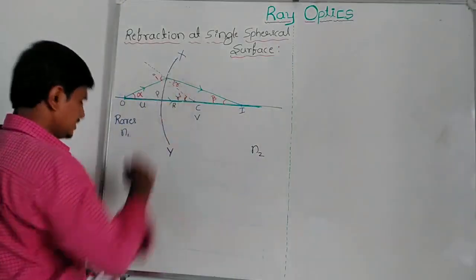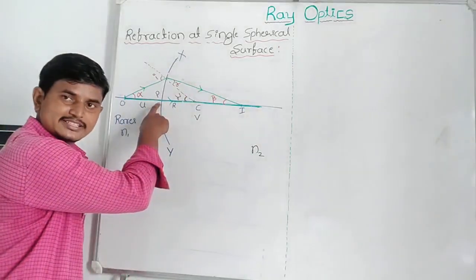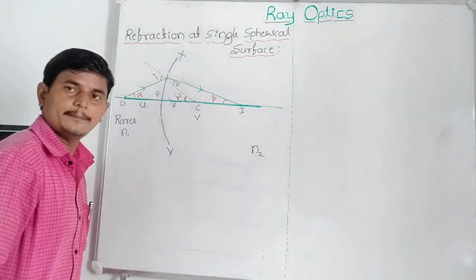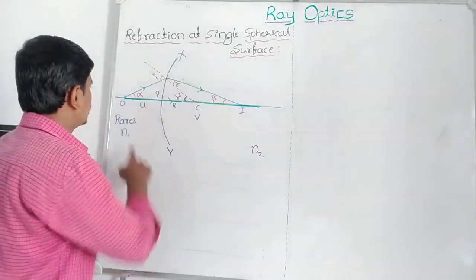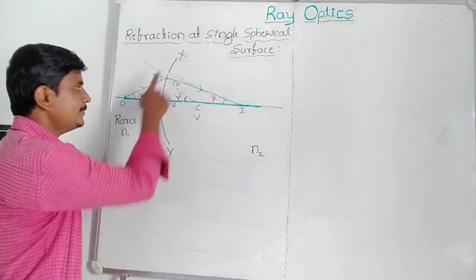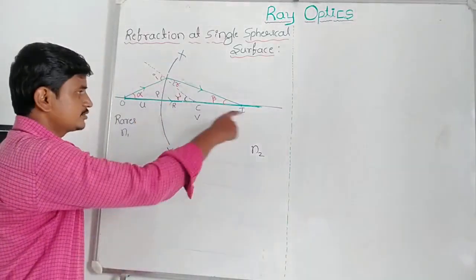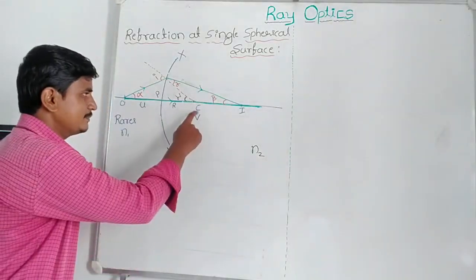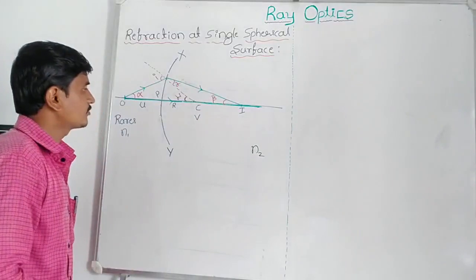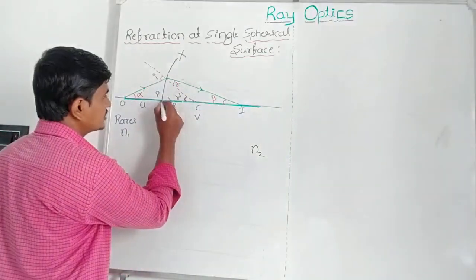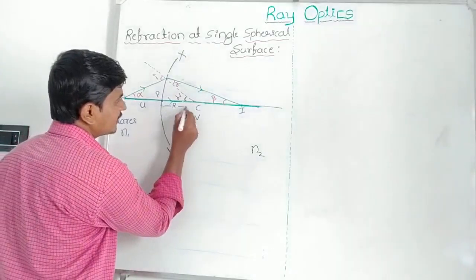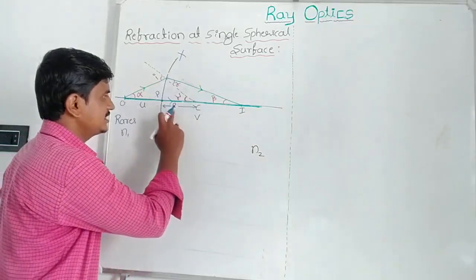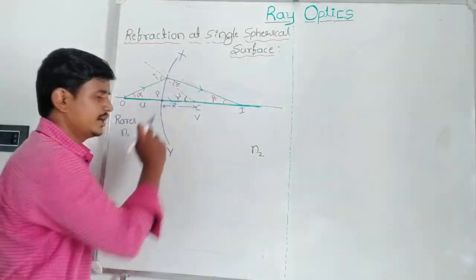Here this is the pole of the refracting surface. Pole is nothing but the midpoint of the surface XY. This is taken as the pole P, and O is the object present on the principal axis. This line is the principal axis. Here C is the center of curvature, and the distance from pole to center of curvature is the radius of curvature. PC is the radius of curvature R.